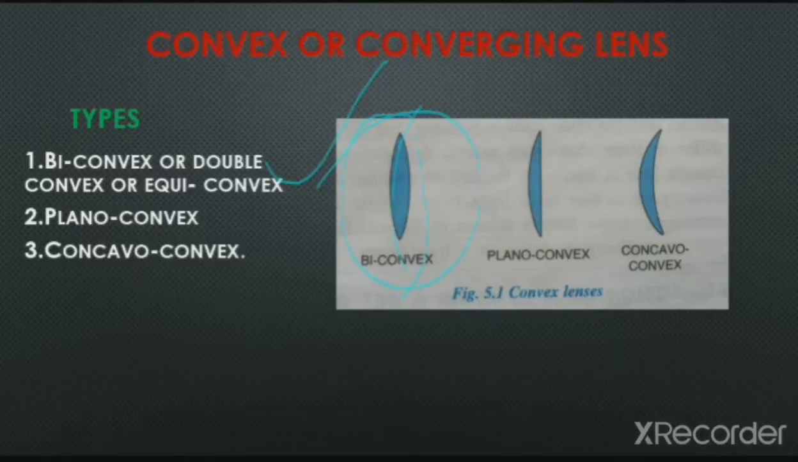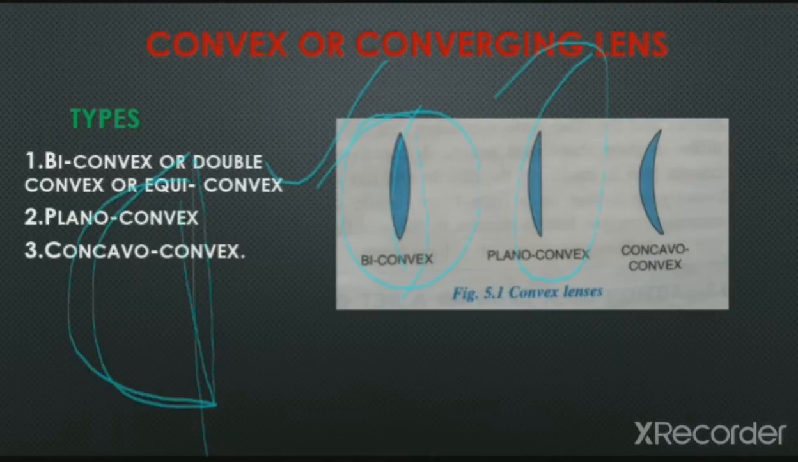When we are writing the types, we have to differentiate, so in that case we'll write biconvex or double convex or equiconvex. This is the first type. Second, you have the plano convex lens. As the word indicates, the first surface will be plane and the second will be curved. Clear? So this is your plano convex lens: first surface plane and the second surface convex. This is your second type of convex lens.